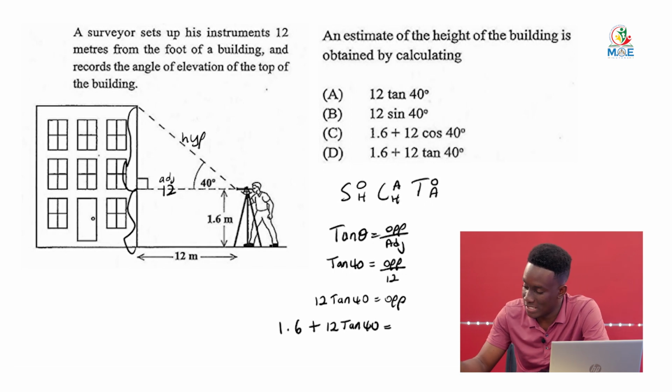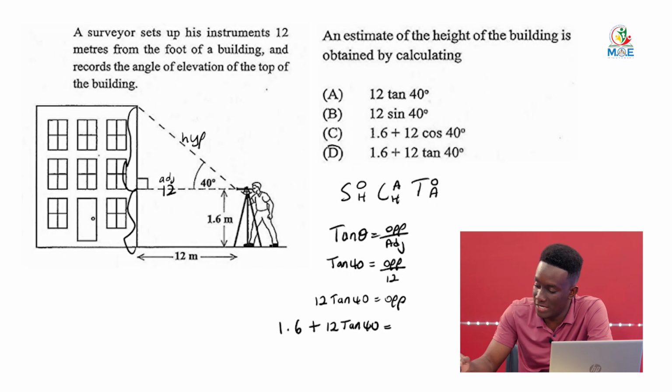So let's see which one has that. We see D has that. So the answer there is D. We cannot forget the height of the man, or we can say the height of the instrument that he has. So let's move on to the next question.